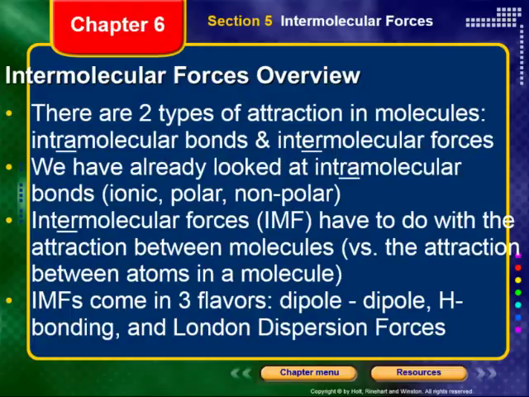Now we're going to move on to intermolecular forces. Now there are 2 types of attraction in molecules. We have intramolecular bonds and intermolecular forces. We have already looked at intramolecular. Those are bonds. We looked at intramolecular stuff when we looked at ionic bonds, polar covalent, and nonpolar covalent bonds, even metallic bonds. When we talk about intermolecular forces, also known as IMFs, we're looking at the attraction between different molecules, as opposed to the attraction of atoms within a molecule.